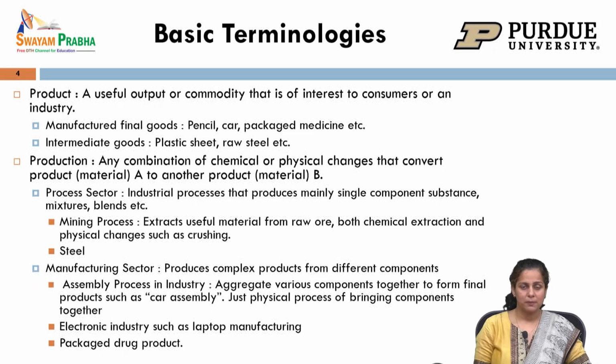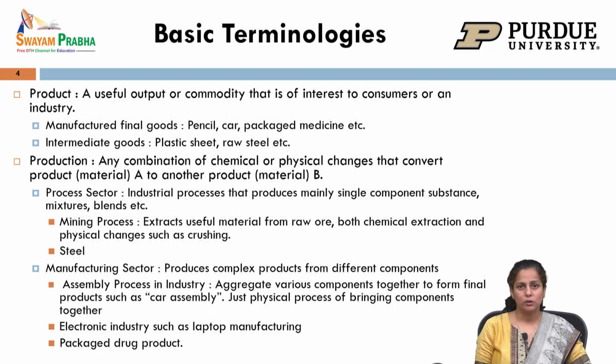Last example is the packaged drug product. When we buy medicine finally, it comes packaged into bubble wraps or strips, and that process is actually the assembly process, because the API or the actual drug has been manufactured in the process sector as chemicals, and then it is put together into that packaging form by putting it in the plastic.